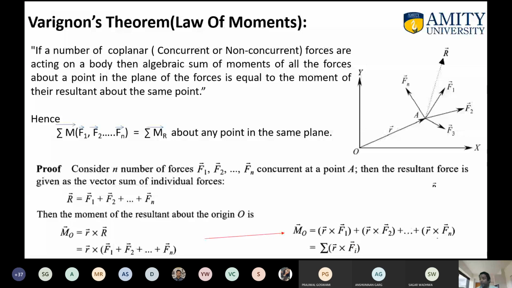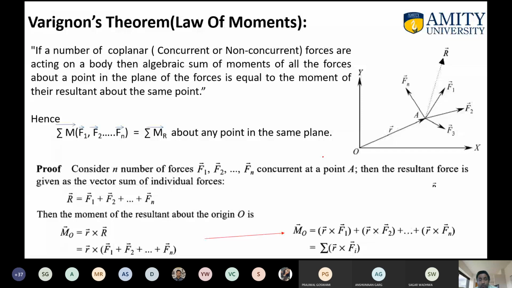And if anybody asks you in the examination or in the viva, simply you have to state this definition. What is Varignon's theorem? The summation of the moments of all the forces about a point in the plane should be equal to the moment of their resultant about the same point. So this is how you have to derive it, or this is the very simple proof of Varignon's theorem, which can also be called the law of moments. So this is a very important theorem. It might come in the examination for 2 or 3 marks. So is this theorem clear to you, Varignon's theorem or the law of moments?